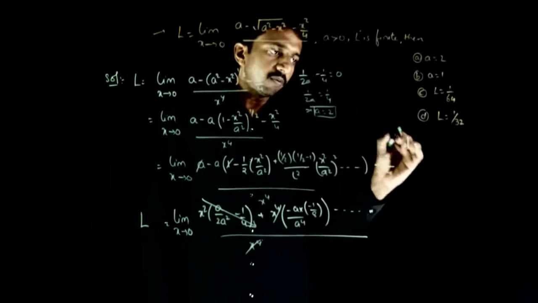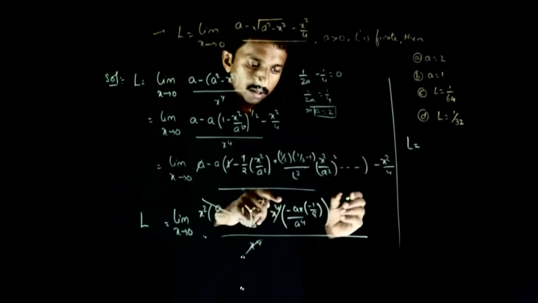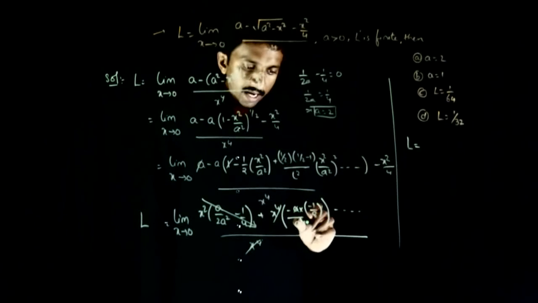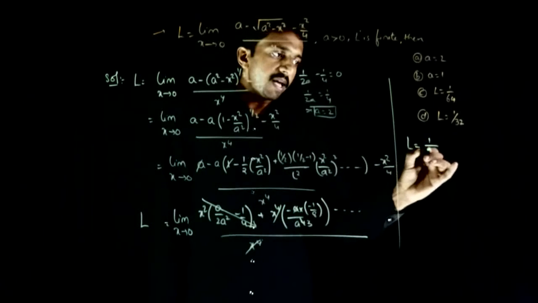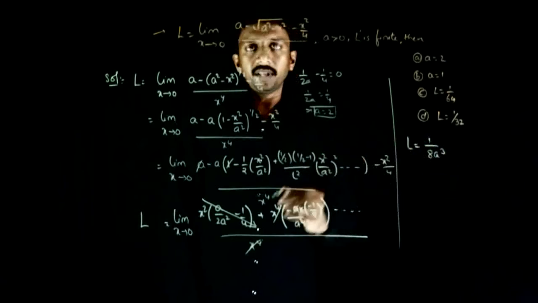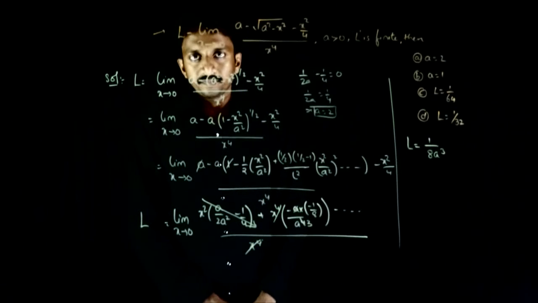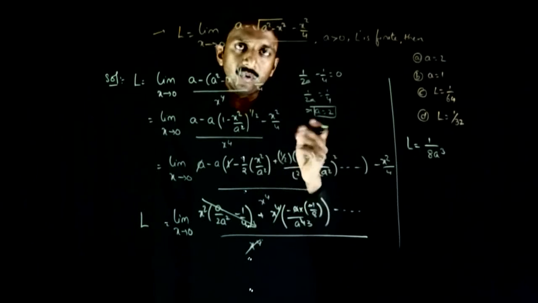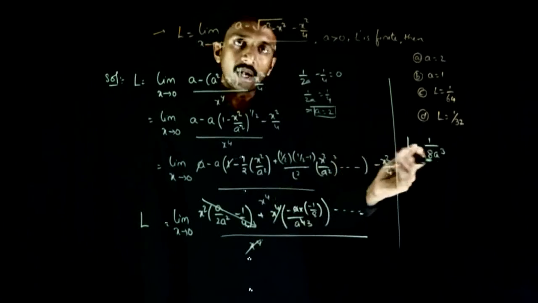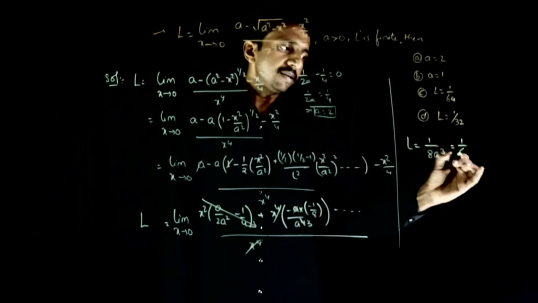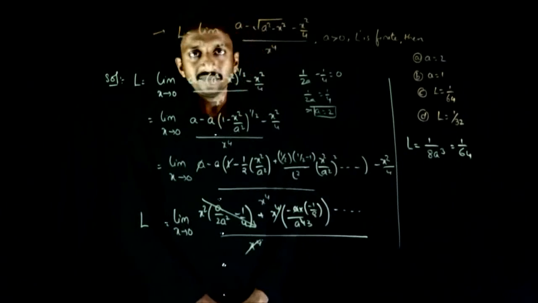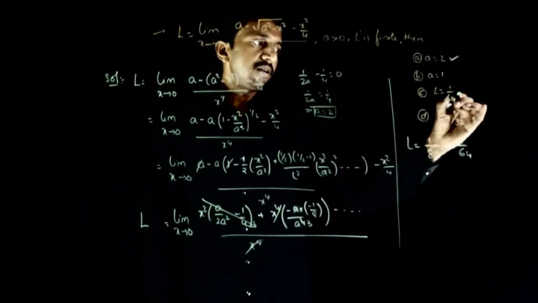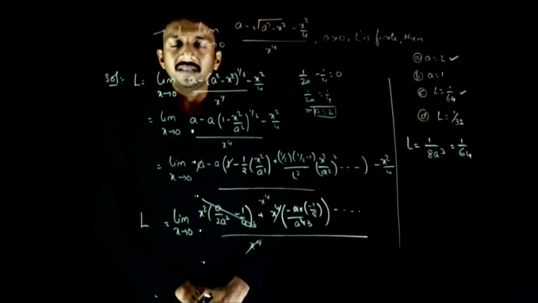So L will be equal to minus into minus becomes plus, a and a cube. So 1 by 8a cube will be the value of L. So if a is 2, already we have found that a is equal to 2, so 1 by 8a cube will be what? 1 by 64. So what will be your answer? a is equal to 2 and the value of L is 1 by 64.